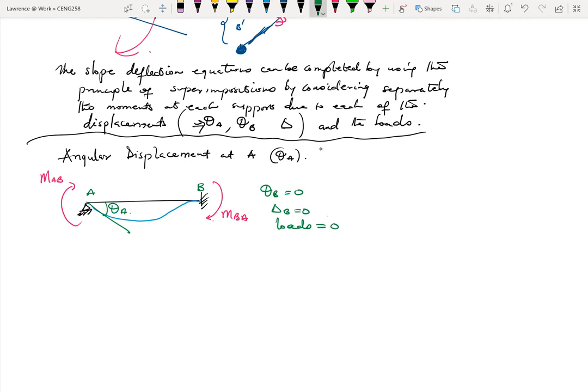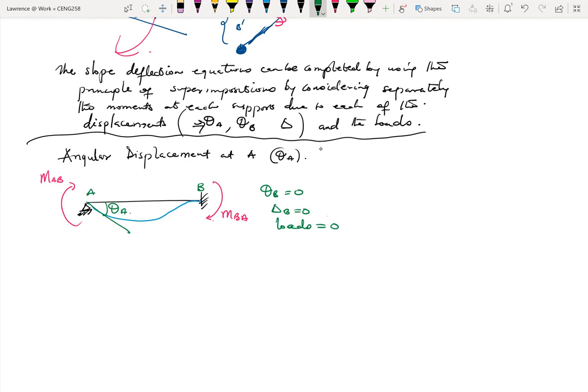Okay. Then once we're done with solving for theta A, we'll formulate another structure where we can solve for only theta B. The other structure, solve for only delta. Then another one also, solve for only the loads. Then once we are done, we sum everything up. Okay. Now we have a beam, a propped cantilever beam, and we need to solve for it. So we need to find our MAB and find our MBA. Okay. And also know what our angle theta is.